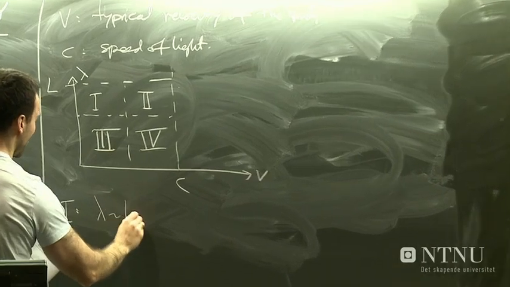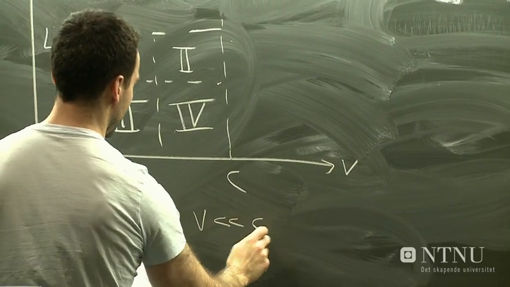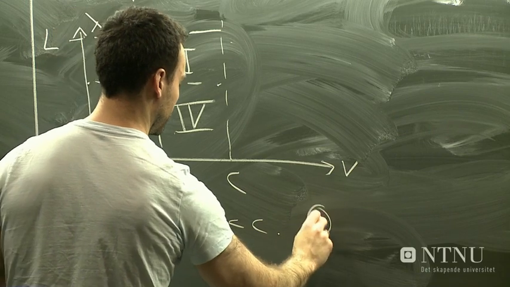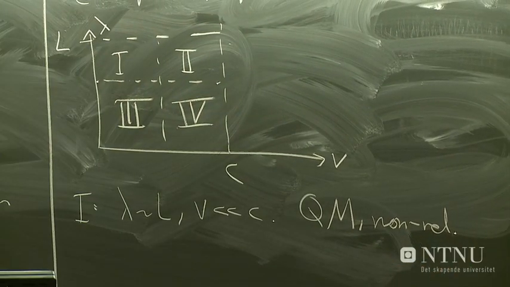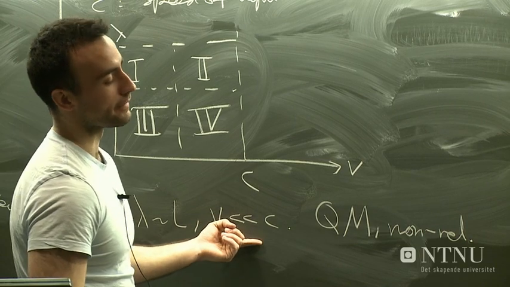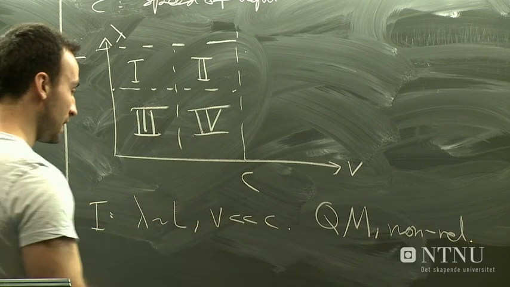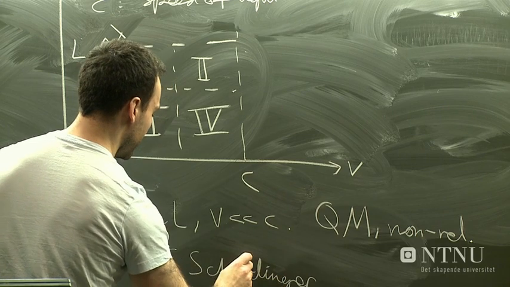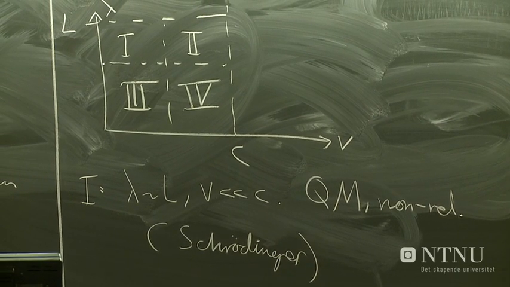The first region is where the de Broglie wavelength is comparable to the typical size of the system, but the velocity is much smaller than the speed of light. In this case, we have to use quantum mechanics because the system size is comparable to the de Broglie wavelength, but it's non-relativistic quantum mechanics we have to concern ourselves with because the velocities are small compared to the speed of light. And the theory of choice here is, for instance, the Schrodinger equation, which is a non-relativistic quantum mechanical equation for the wave function.